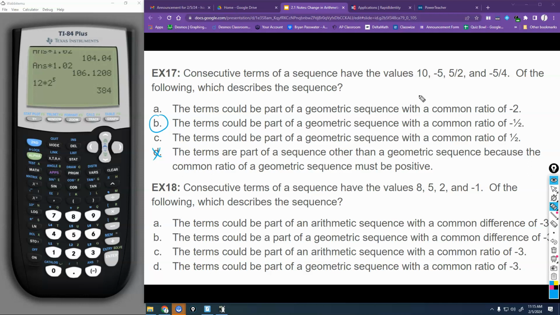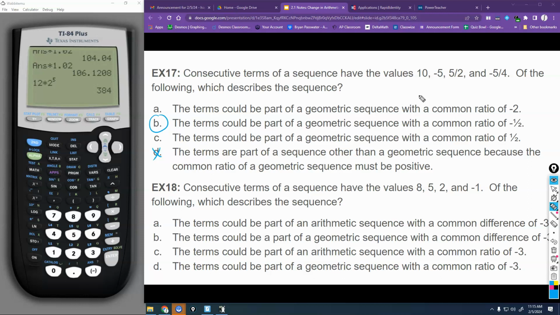A lot of times people are inclined to choose A because you're dividing by negative 2 each time, but the common ratio is the number you're multiplying by each time. So if it's division, you need to do 1 over that number to get that negative 1/2. Okay? What about 18? It says consecutive terms are given 8, 5, 2, negative 1. Which could be the correct answer for that?